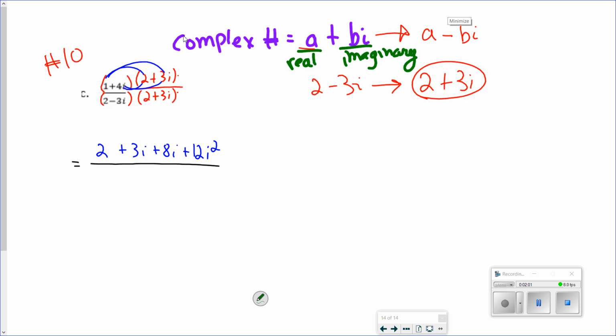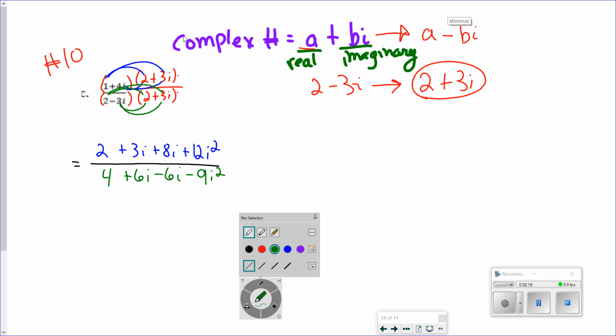I'm going to multiply out my denominator now, so 2 times 2 is 4. Then I have 2 times 3i, which is plus 6i. Negative 3i times 2 is minus 6i. And then negative 3i times 3i is negative 9i squared. So now simplifying this right off the bat, I can see here plus 6i minus 6i cancels. Goodbye.